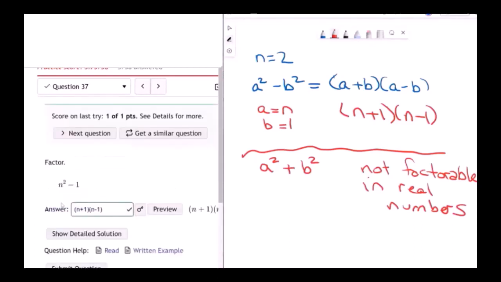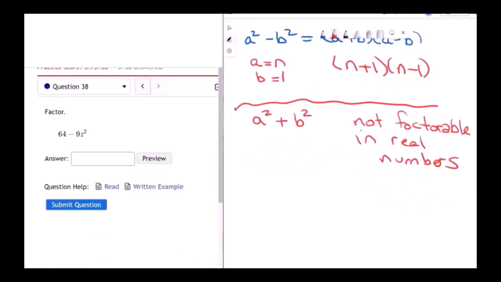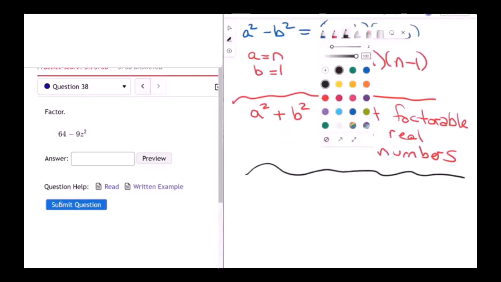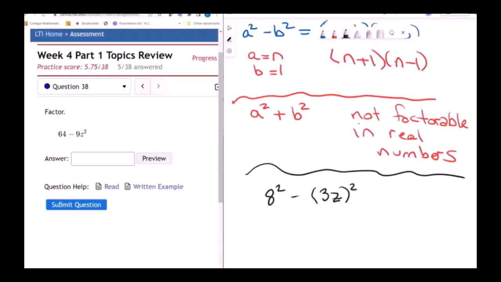Now, notice how nice that is. I don't have to do a lot of work. Is this the difference of squares? Well, is the first one a square? Yes, 8 times 8. And then minus 3z squared. This becomes 8 minus 3z times 8 plus 3z. And that's it. If you just recognize the squares, you don't have to do much more. That's all the work there is.